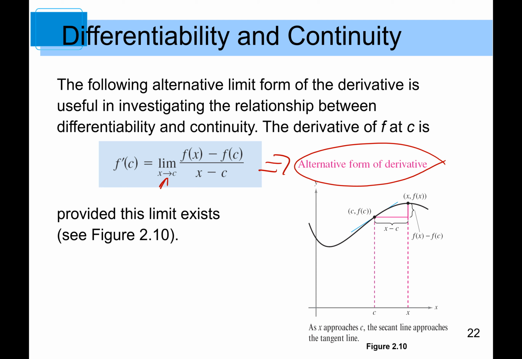As x approaches c, the secant line approaches the tangent line. It means this point is getting infinitely close to this point, and then eventually the secant line becomes the tangent line, moving towards that.